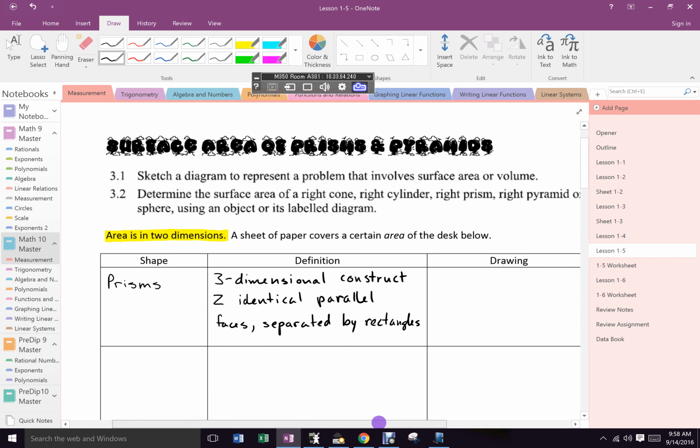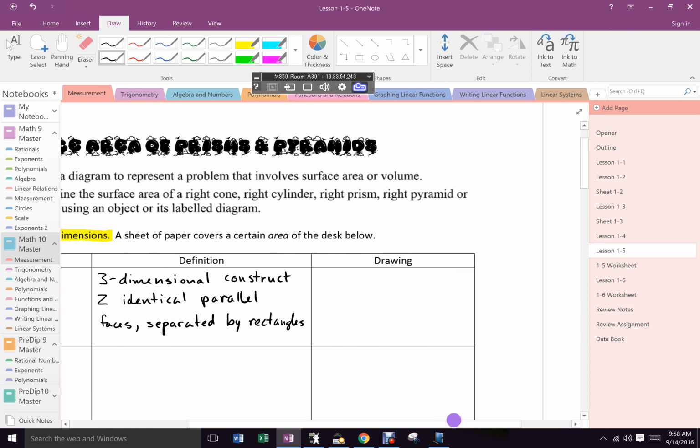So let's draw a couple of them. People always get mad when I say draw a 3D shape. I can't do it. Yes, you can. Draw a rectangle. Draw just the L of another rectangle. Then connect the dots. Rectangular prism.